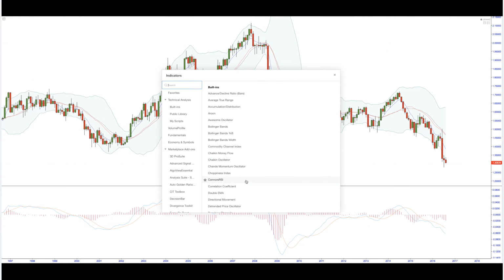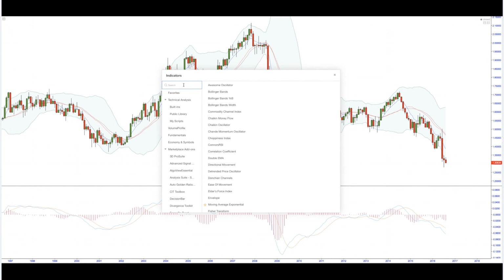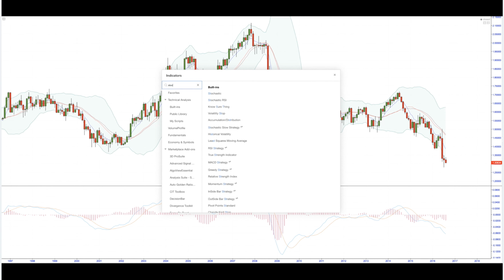What's also, let's have a look at, stochastic is a popular one. Let's have a look at the stochastic.